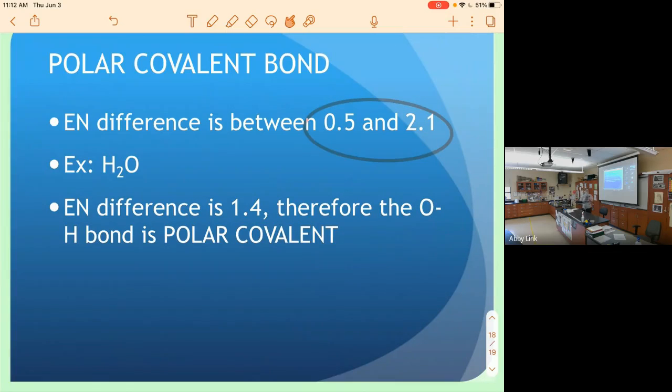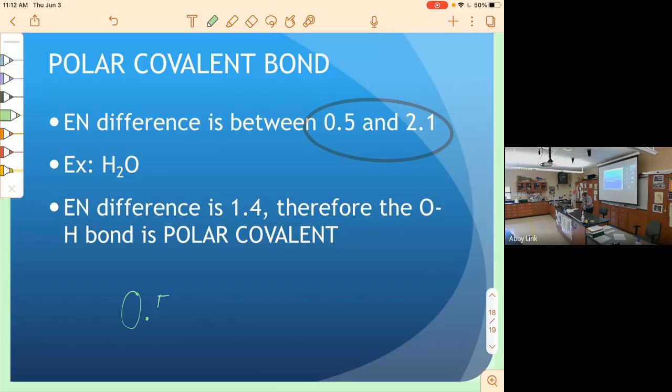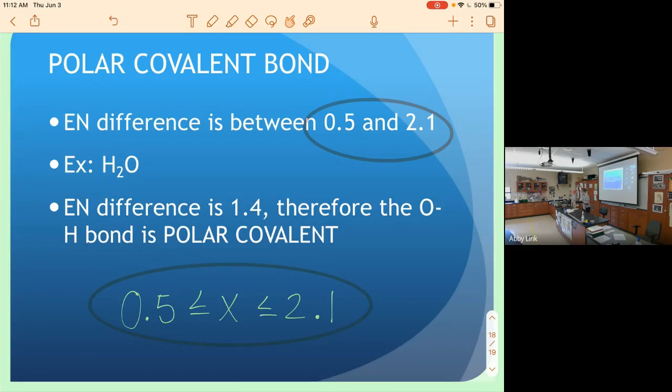All right. So next, Sam brought up a good question. She said, well, what if the value is 0.5? If the value is 0.5 or anything between 0.5 and 2.1, it is going to be polar. All right, so my inequality is here, 0.5 less than or equal to x less than or equal to 2.1. All right, guys, what I'm trying to get across to you is if the value falls right at 0.5 or 2.1, it's going to be polar.